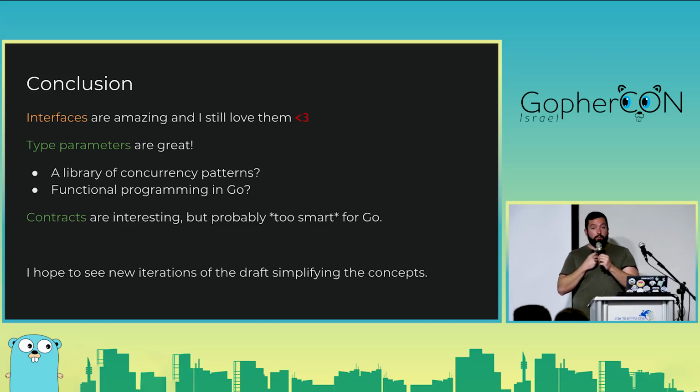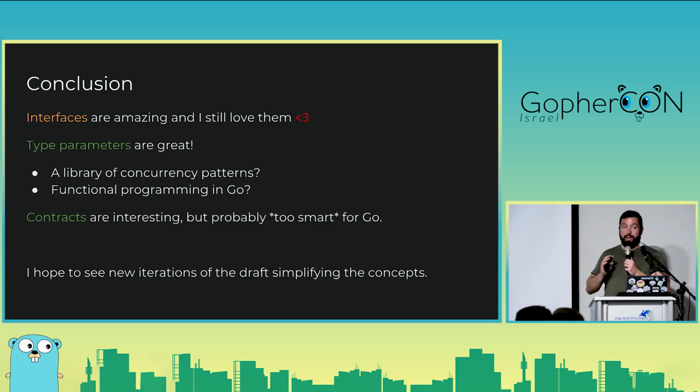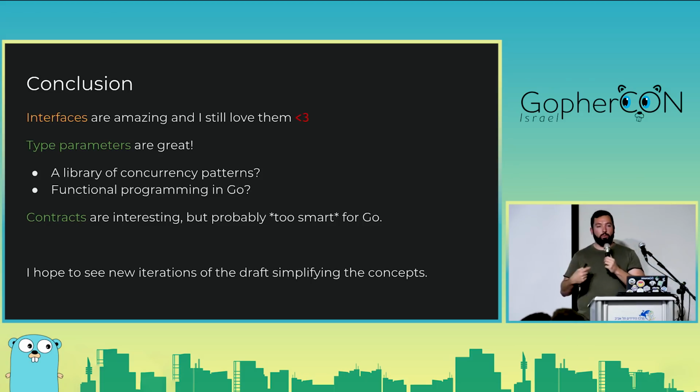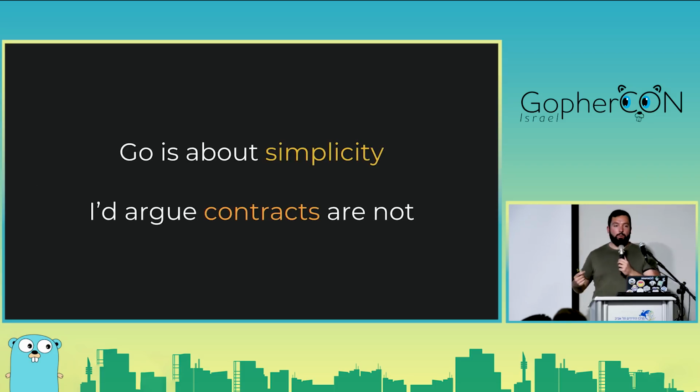I still love them, and I don't think that Go contracts will ever replace them. Type parameters are great, and I want to use them already. Like, please implement it and let me use them. And contracts are great and interesting, but also too smart. And hopefully in the near future, we will get more iterations and we'll get to something a little more Go-like, because I think that Go is all about simplicity and contracts are not.